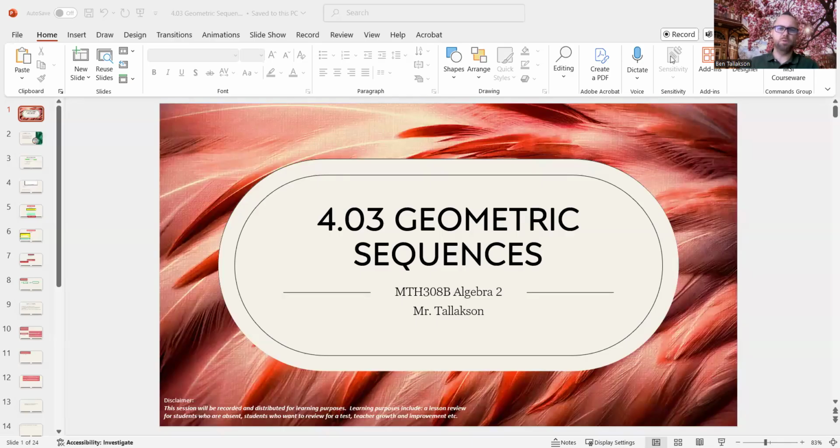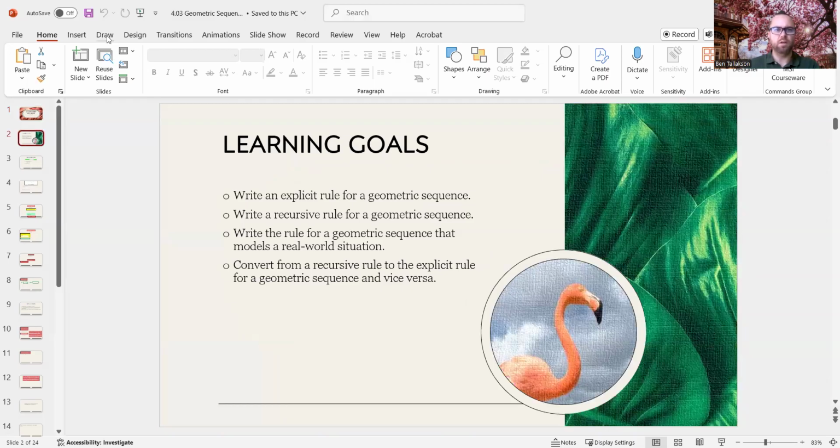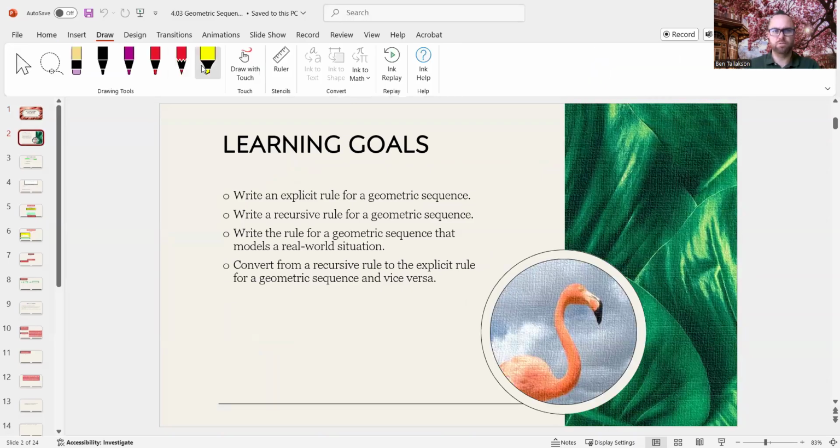Okay, so last time we looked at arithmetic sequences. Today we're looking at geometric sequences, which also have explicit rules and recursive rules. So we're going to learn how to write the explicit rule and the recursive rule, and also apply them to real-world situations, and once again, convert from one to the other.